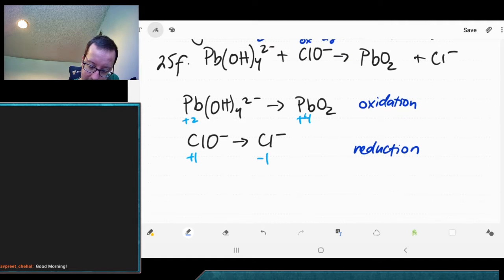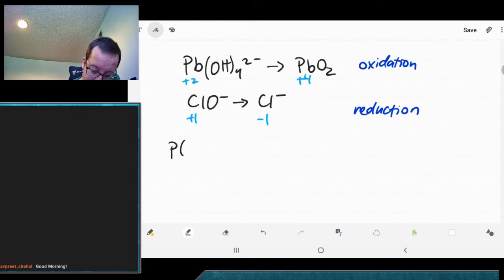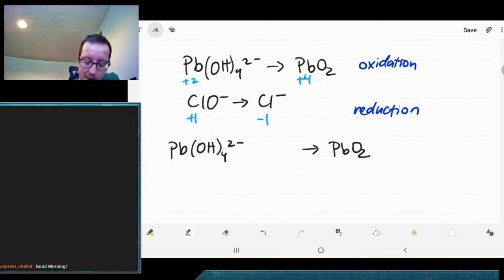So let's go ahead and start with the lead one. Remember, when we are balancing in basic solution, we just want to start by balancing it in acidic solution, and then we'll change it at the end.